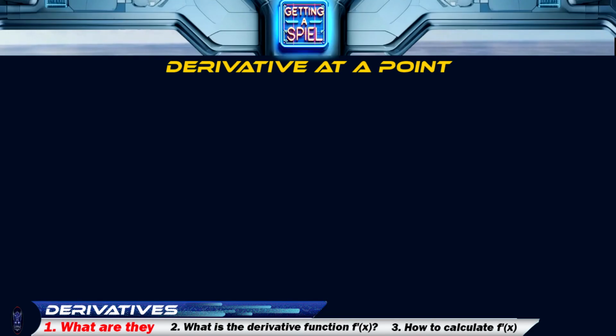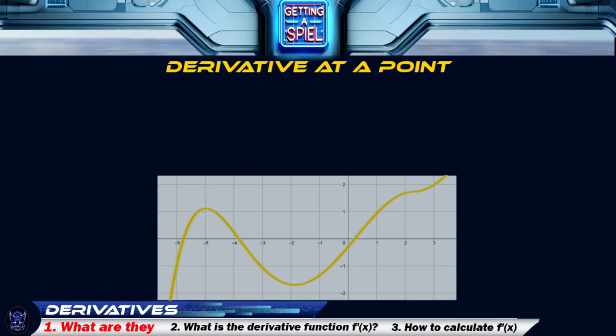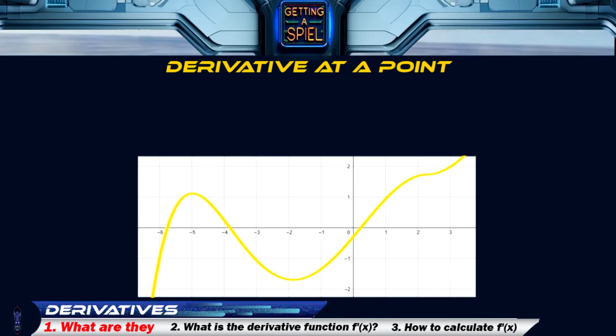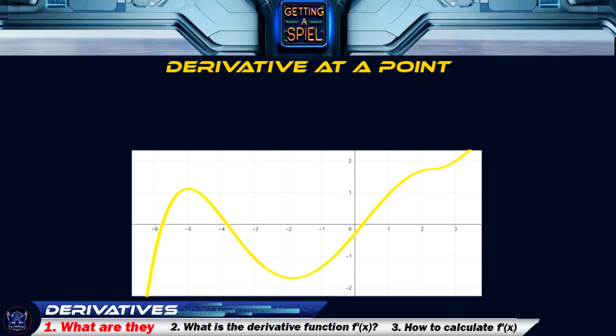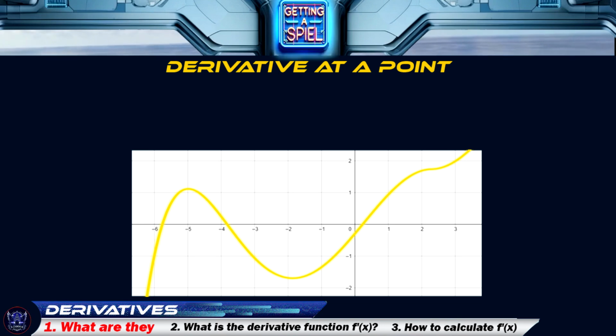Let's start by clarifying the first concept. What is the derivative at a point? Look, here's a function, just like the ones you've seen before. You probably already know how to find certain features of it, like the x-intercepts, the y-intercept, and so on. Well, today it's time to learn a very important property of any function, its growth.